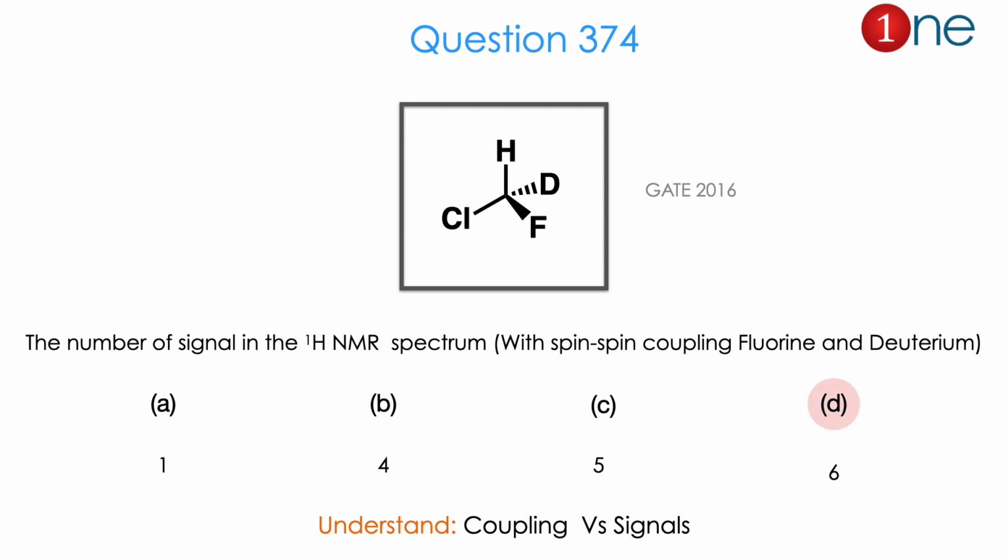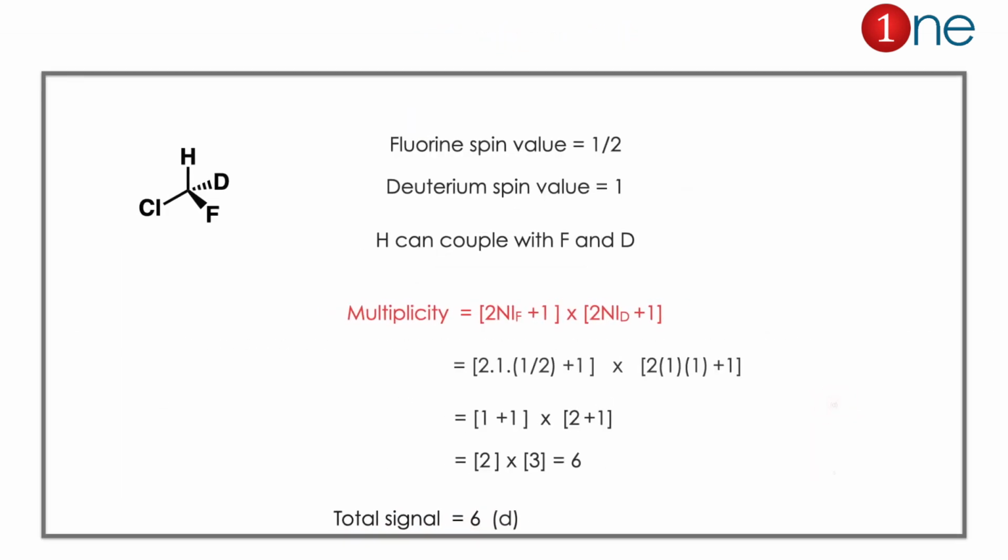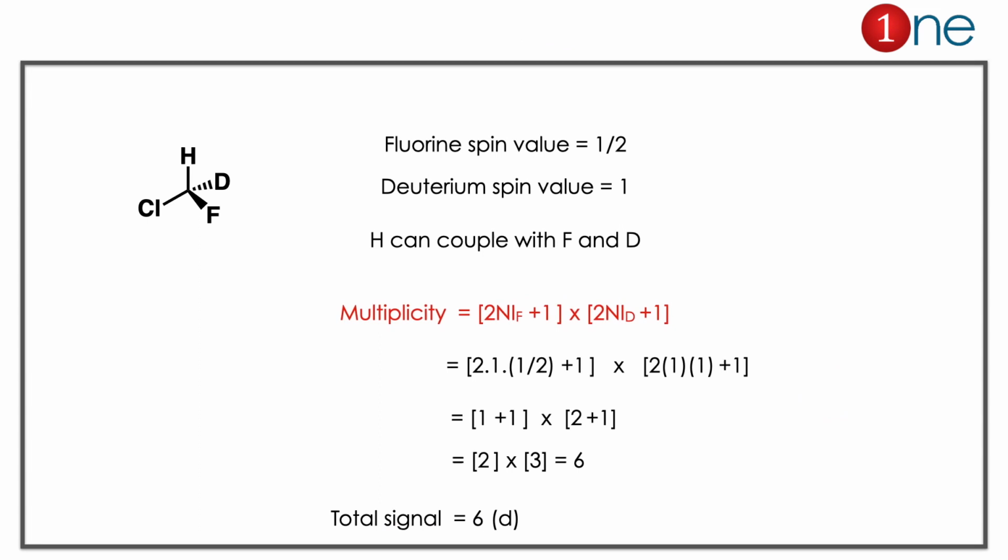Let us see how. Here the concept is simple. Once you know the spin value, basically you have to do the multiplicity calculation. Here you are doing proton NMR, so it will couple with fluorine and deuterium. So fluorine spin value is half, deuterium spin value is 1. The formula for multiplicity is 2nI plus 1. Since both are in the geminal form, basically you have to do multiplication between the two. So fluorine and deuterium, separated by 1.